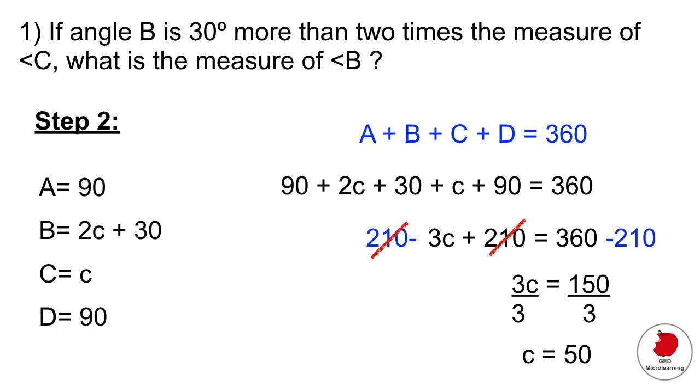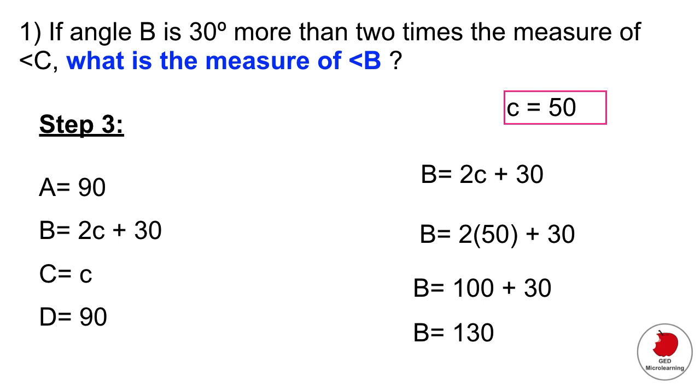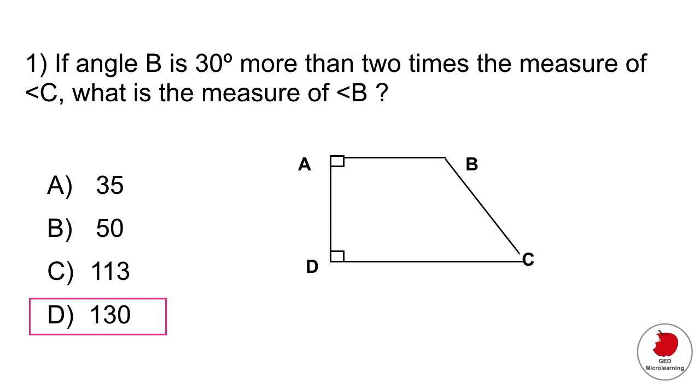However, if you look at the question, you're not done yet. It's not asking you for the value of C. It's asking you for the value of angle B. Angle B, remember, was 2C plus 30. So you would take that value for C that you found before, plug it into your equation like that, and you end up with 130, which is answer D.